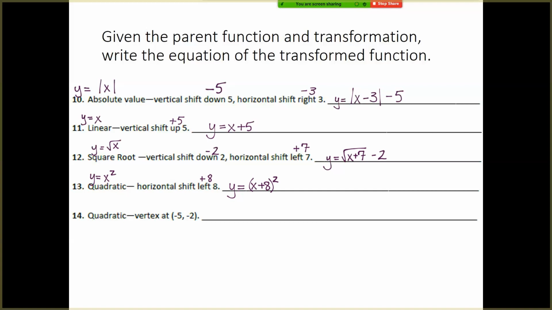Question 14, we want a quadratic. A quadratic is, again, y equals x squared. And then they're telling us they want a vertex at -5, -2. What that really means is you're going to move left 5 and down 2. So I want to write an equation that moves left 5, down 2. Take a moment and see if you can write that quadratic for us.